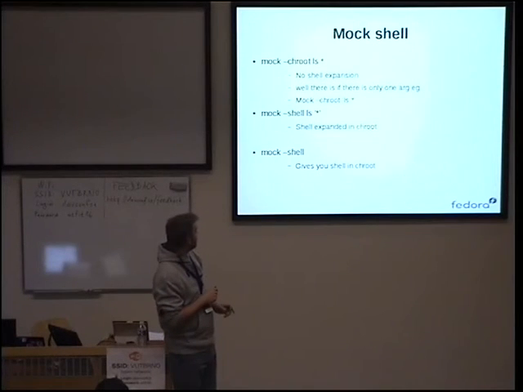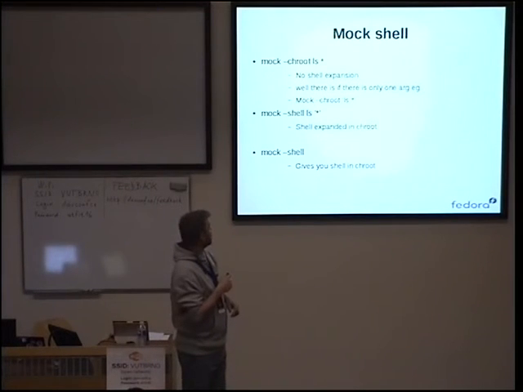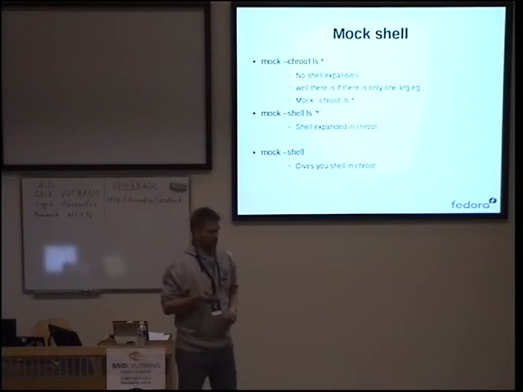So right now it behaves that root accepts parameters and does no shell expansion unless there is only one parameter, because for historical reasons, people started yelling at me because it worked in the past and suddenly it didn't work. So root doesn't expand the asterisk, while shell expands the asterisk inside of the root. So mock will expand it after getting into the root, while if you use the root option, it will not be expanded.